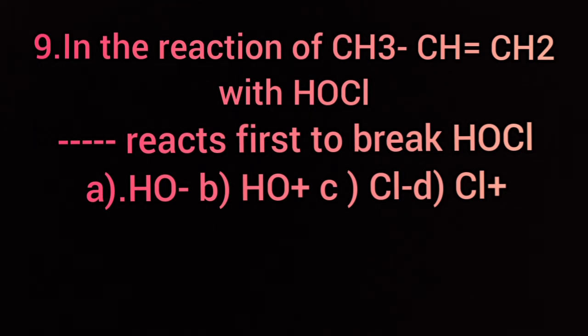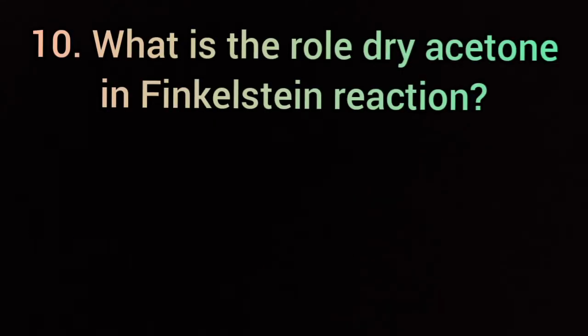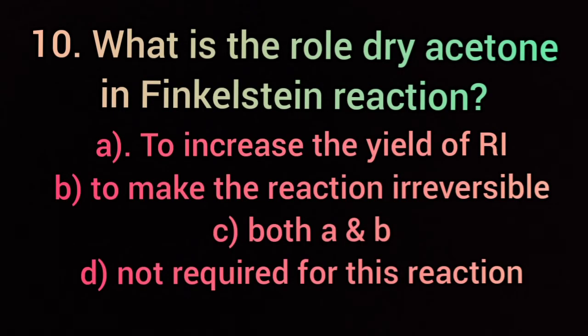What is the role of acetone in the Finkelstein reaction? To increase the yield of RI, to make the reaction irreversible, both A and B, not required for this reaction. The first two options are correct, so the most appropriate one is C, both A and B.